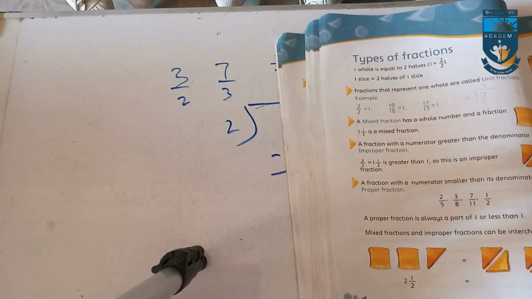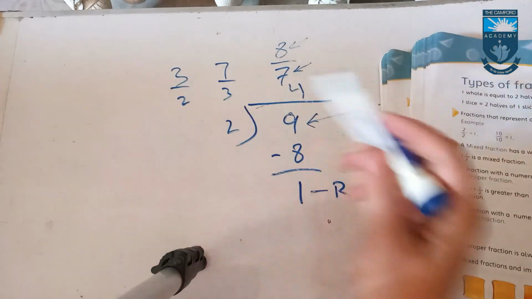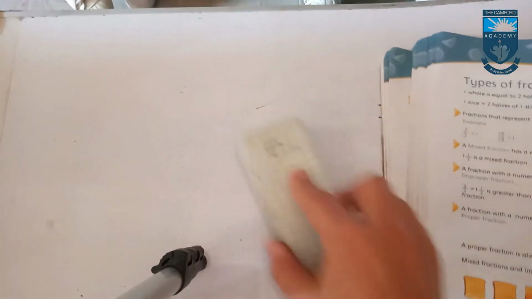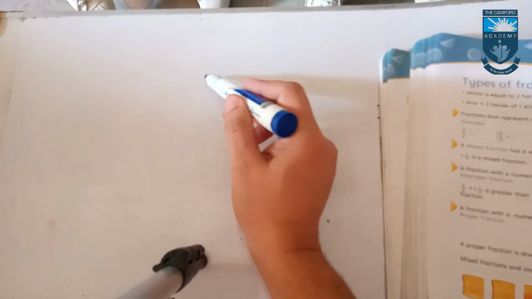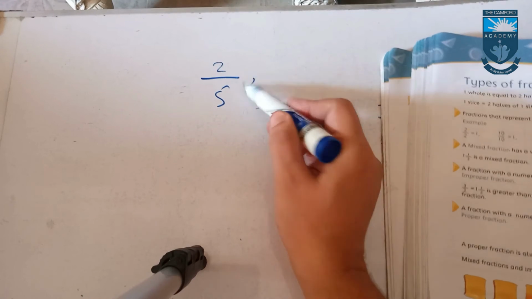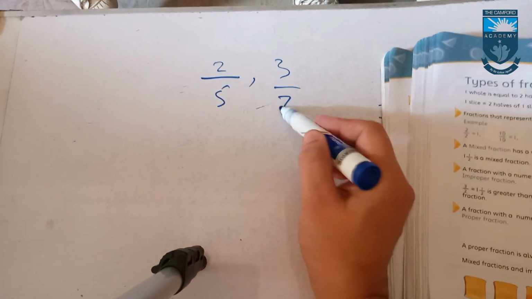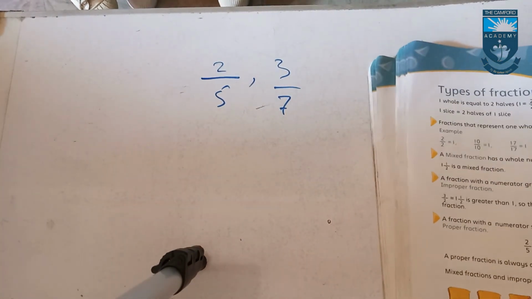Okay, and what is a proper fraction? When the above value is smaller and the below value is greater, like 2 over 5 or 3 over 7. This is an example of a proper fraction.